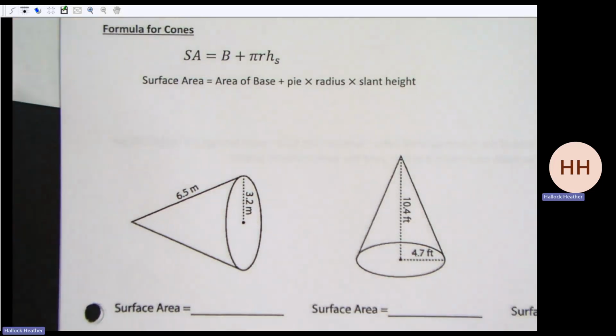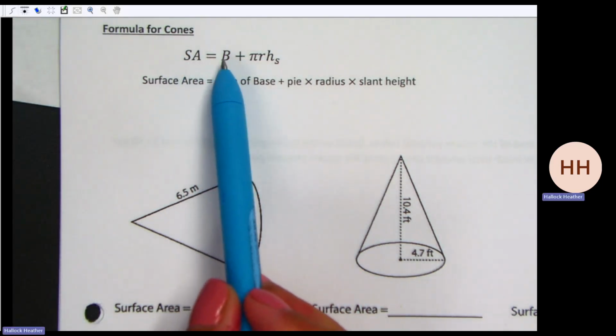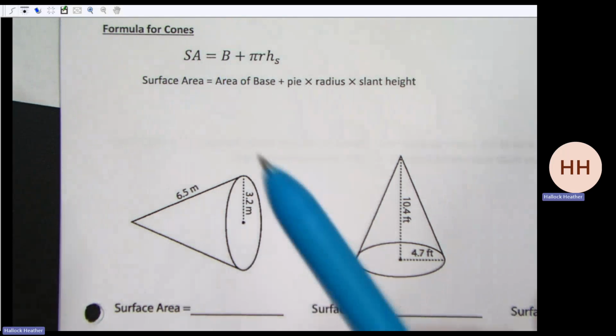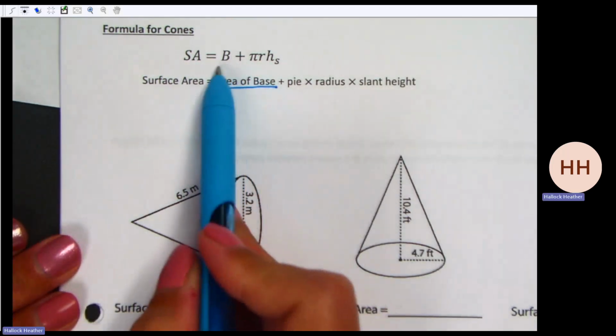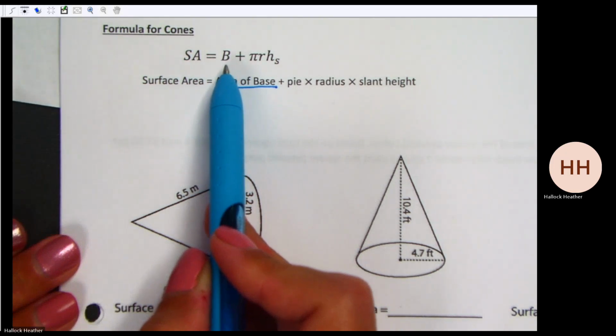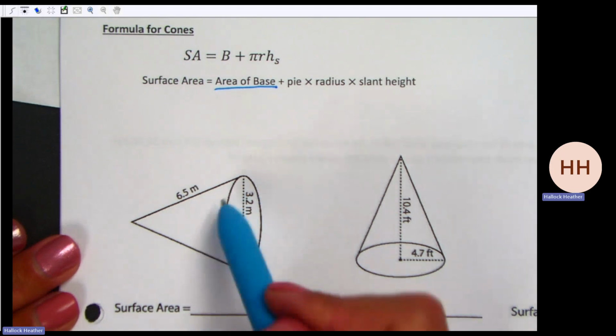So ice cream cone is a different formula. It's also on the formula sheet. You do not need to remember it. So surface area is equal to big B. Big B is the area of the base. Now, if my base is a circle, how do I find the area of a circle? Because this is the base.